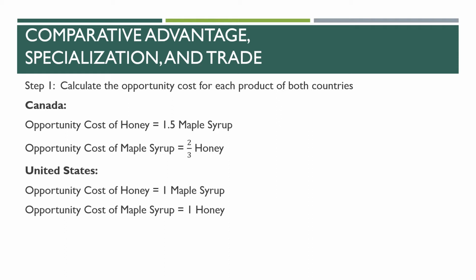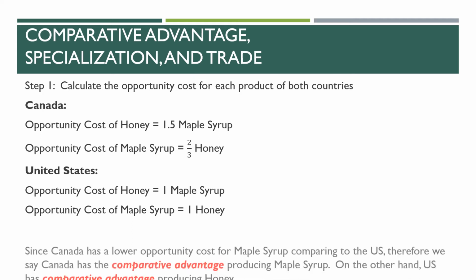Well, the United States has to give up 1 maple syrup to get that 1 unit of honey, versus Canada has to give up 1.5 units of maple syrup to get that 1 unit of honey. So therefore, the United States has a lower cost to produce honey. On the other hand, Canada actually has a lower opportunity cost to produce maple syrup as compared to the United States. Well, after the comparison, we can make a simple conclusion here.